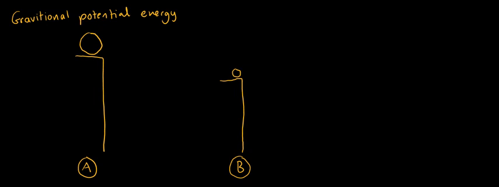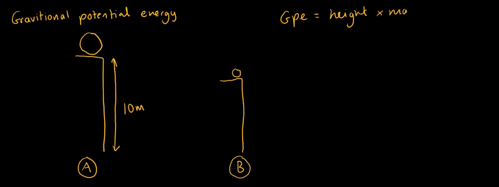So first of all, GP, gravitational potential energy, is going to be equal to the height an object is held at. So in A, let's say for example, that was 10 meters, times the mass of the object that is being held at the height. So in this scenario, let's imagine that this is a boulder that is 5 kilograms, not a particularly big one, and then let's imagine in this scenario the boulder is 1 kilogram. And the height for scenario B, we will go with 5 meters.